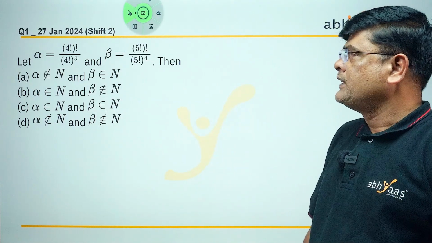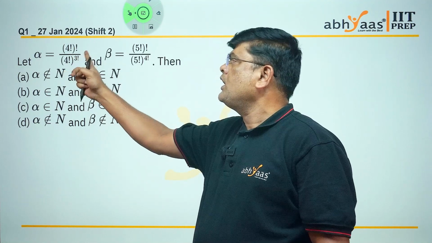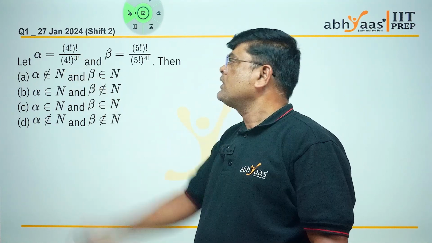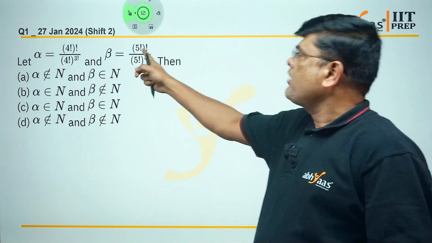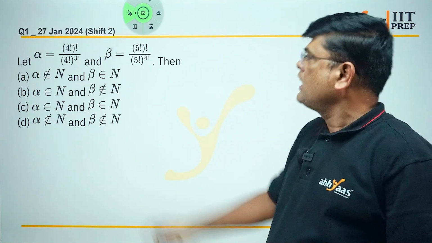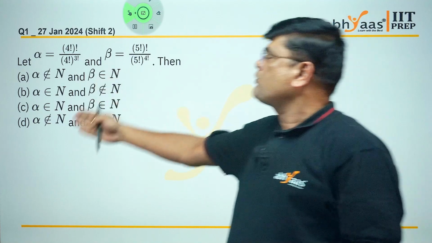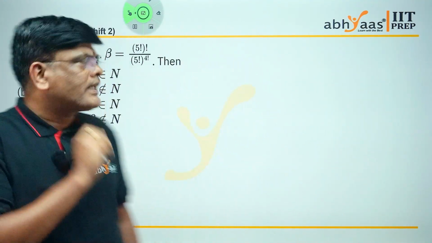The question is, let alpha equal 4 factorial whole factorial by 4 factorial whole power 3 factorial, and beta equal 5 factorial whole factorial by 5 factorial whole power 4 factorial. Then which is the right option that we have to find? Okay, students, now all of you try to understand this question.